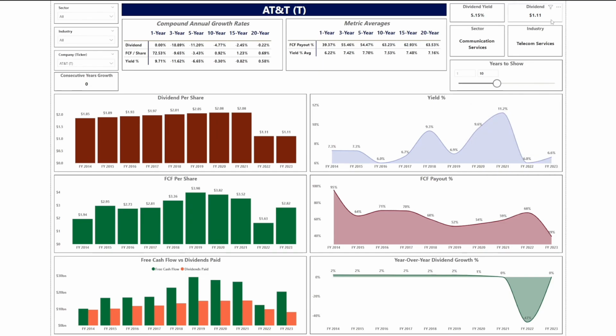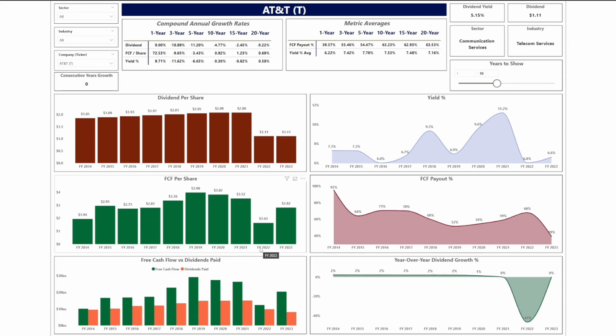Now their dividend is currently at $1.11. The yield has come down even further since, from that 6.6% to 5.15%. Free cash flow payout, again, coming down, now at 39%. And that's going to happen when you cut the dividend. You're going to free up more cash flow to either pay down debt or reinvest back into the business to get growth back on track. And you can see perhaps they are turning around.